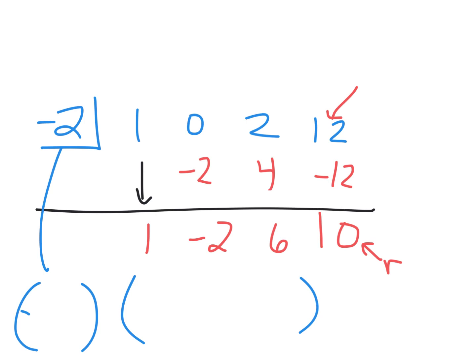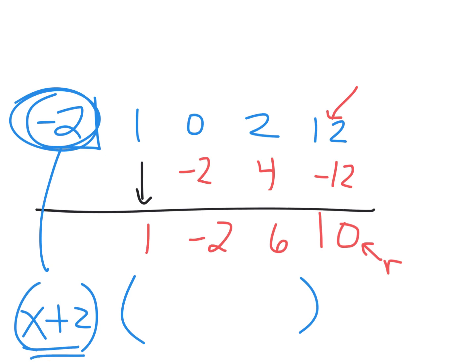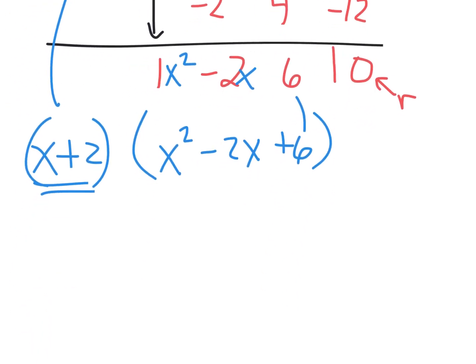Okay, this translates to x plus 2, because that's the 0 for this factor. And then this is the constant, so we just write a positive 6 here. This is the x's, and this is the x squareds, which means x squared minus 2x plus 6.